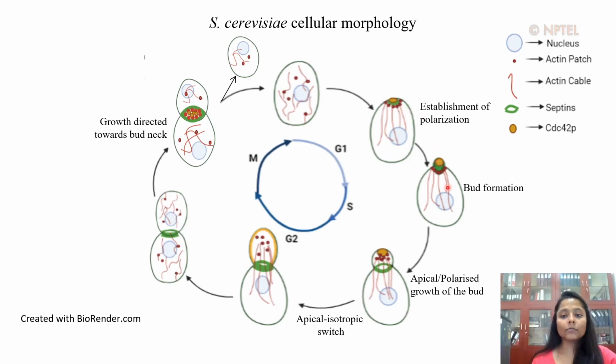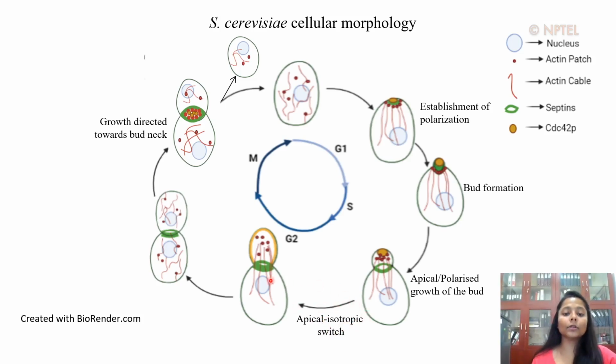Once the bud is formed, it keeps on growing in a polarized manner till the S phase of the cell cycle. This type of growth is often referred to as apical growth. During the G2 phase, a switch happens between the apical form of growth and the isotropic form of growth. The unpolarized form of growth is often referred to as isotropic growth.